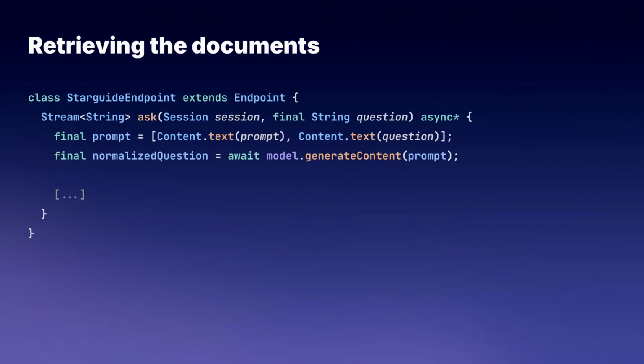Next, we can add methods to our endpoint. The method can either return a future or a stream, and its first parameter must be a session object. After that, we can pass any basic Dart types or serializable objects as parameters to the method. Let's create a method called ask. It will return a stream of strings. These will be the string segments we get back from the LLM model as they become available. For the first parameter, we have the session object. Then we add the second parameter with the question we want to ask.